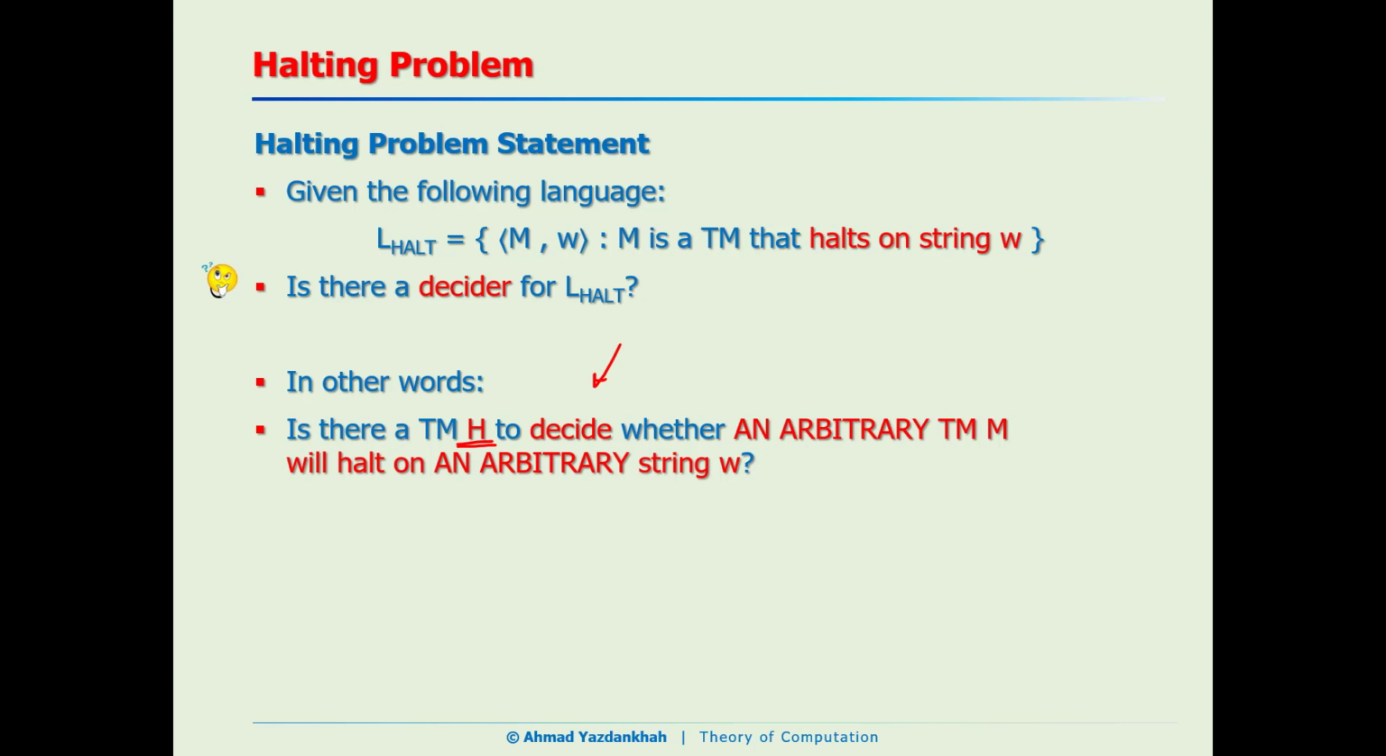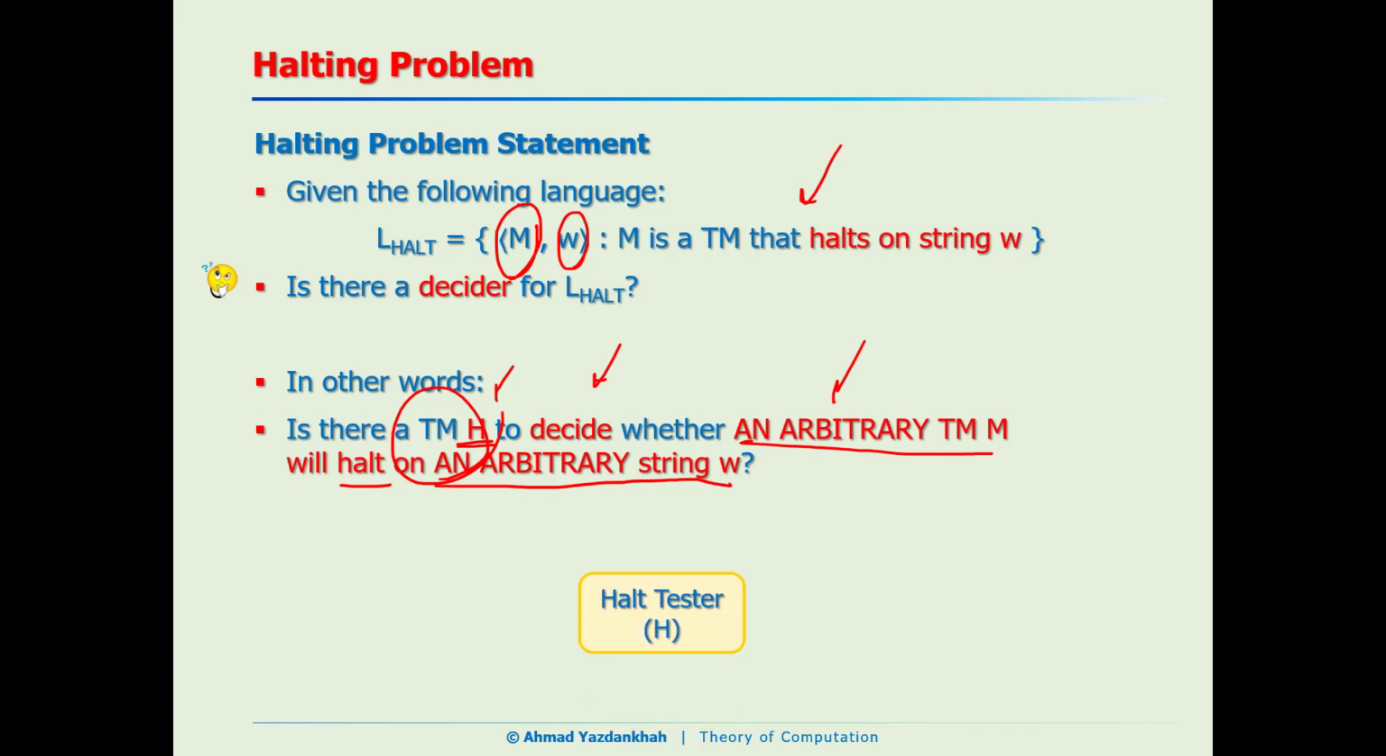And this H can decide whether an arbitrary Turing machine M will halt on an arbitrary string W. This arbitrary is important to show you that it can be any Turing machine. The Turing machine H's job is to decide about this language.